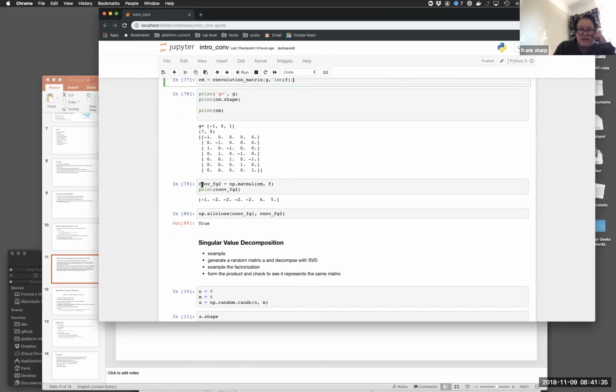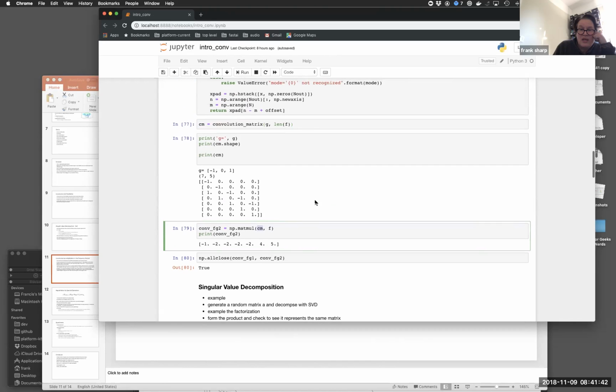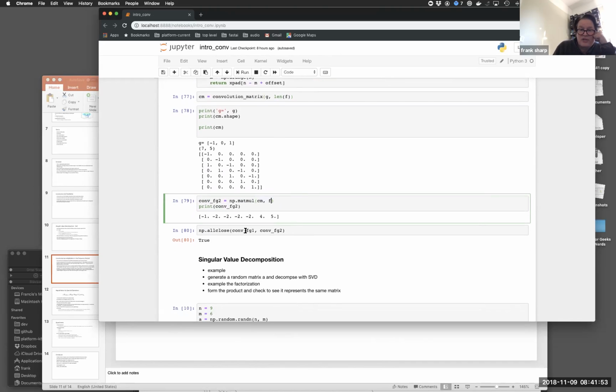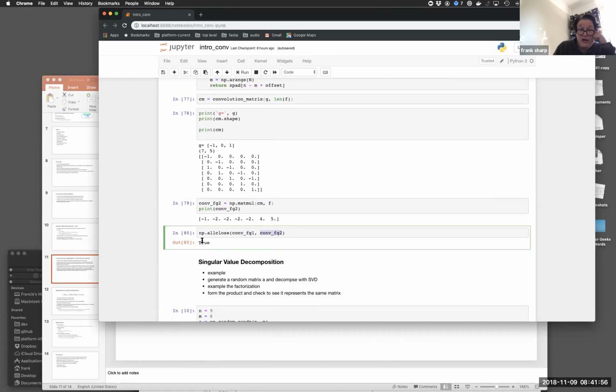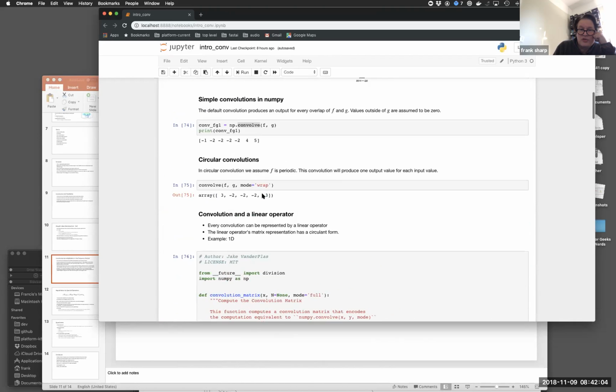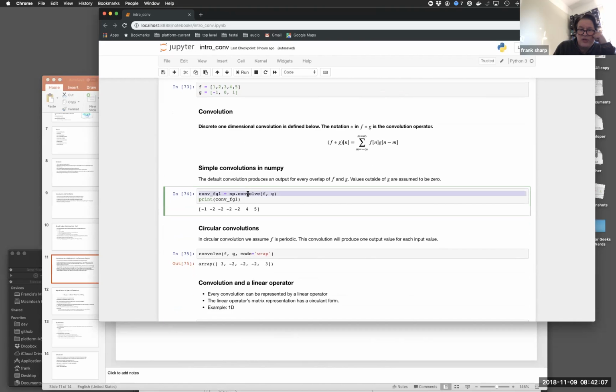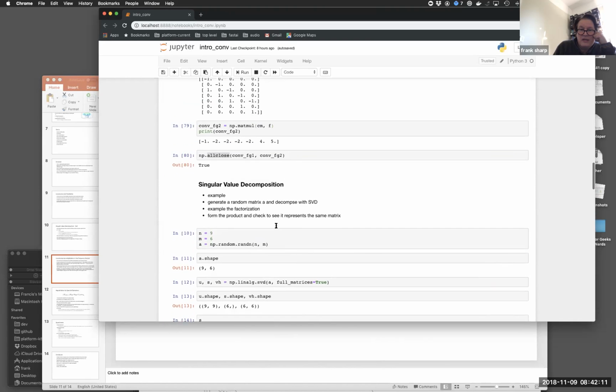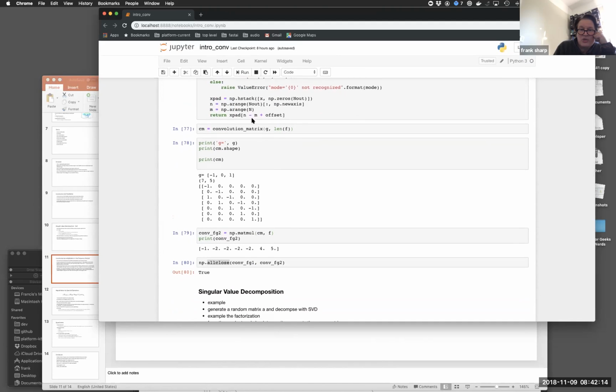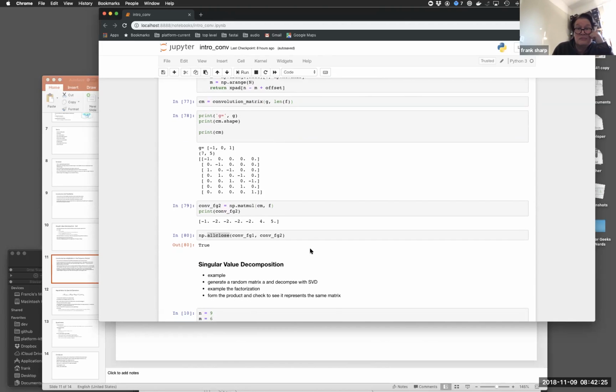If we use that matrix CM and multiply it by F, we get what I've called convolve FG2, and you print that out. So how do convolve FG1 and convolve FG2 compare? They're pretty close. That means if we use the regular convolution with NumPy, or we compute this linear transformation matrix and then do a matrix multiply, we get the same thing. So this is the basic one-dimensional example.